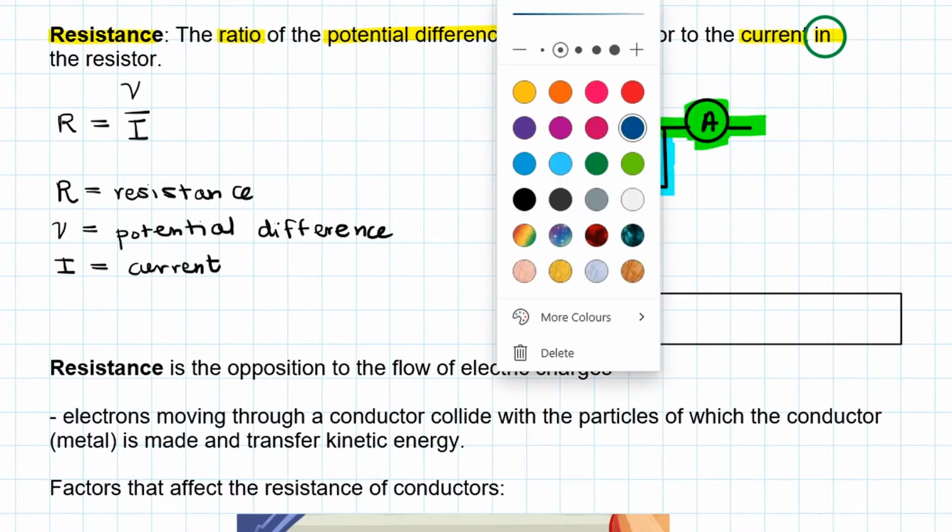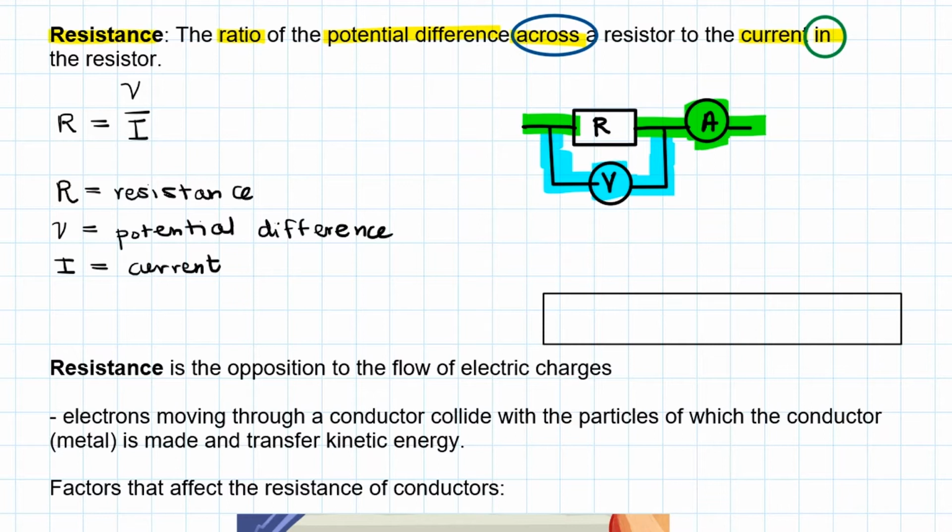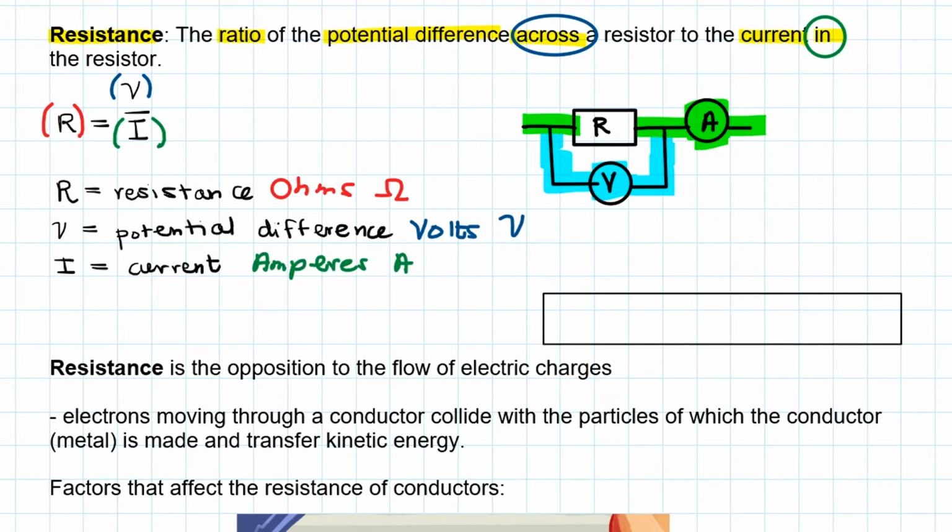In symbol form, we have R for resistance is equal to V for potential difference divided by I for current. Resistance is measured in ohms, spelled O-H-M-S, and it has the symbol omega. Potential difference is measured in volts, as you already know, given the symbol V. And current is measured in amperes, where amperes is given the symbol A.